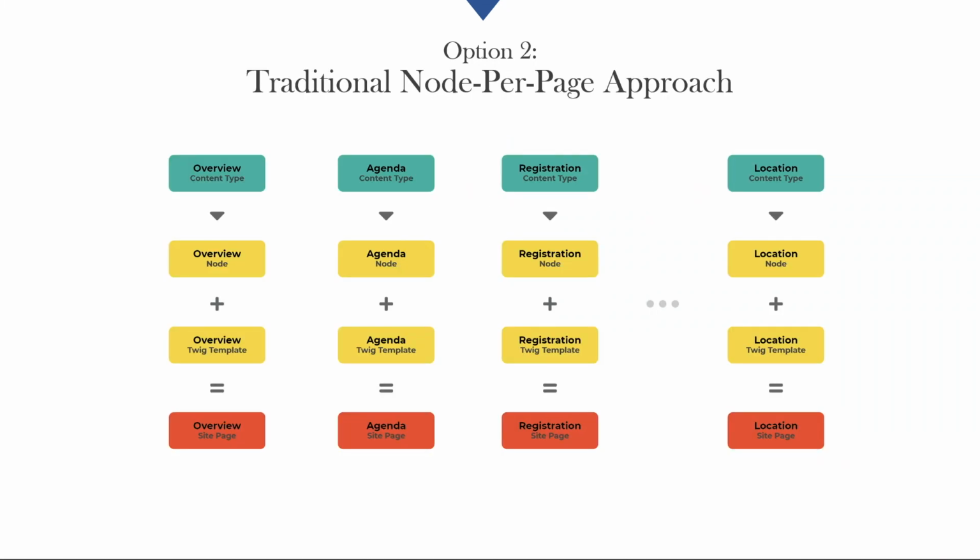So the next option would be a traditional node per page approach. This is the classic Drupal, right? You create a bunch of nodes, you group them together, you can template them, and basically it's the way Drupal is meant to work. Each page in your site is a node in Drupal. That's a classic paradigm. The cons of this are you have lots of nodes. You have to figure out how to group them all together.